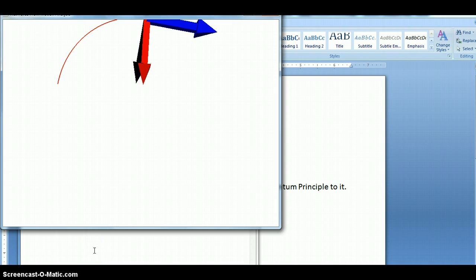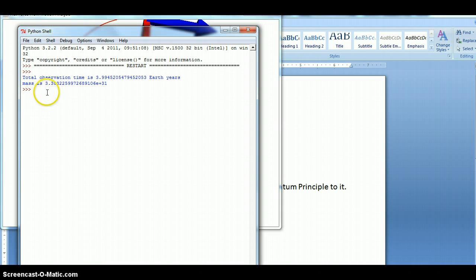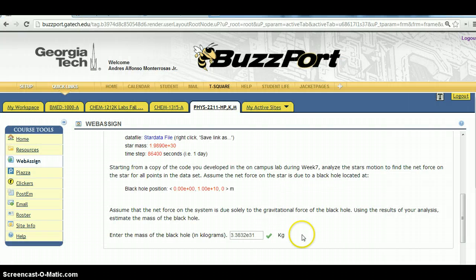Lastly, I want to show you that the mass I calculated, that I predicted, was indeed the correct mass shown here with the check mark on WebAssign.